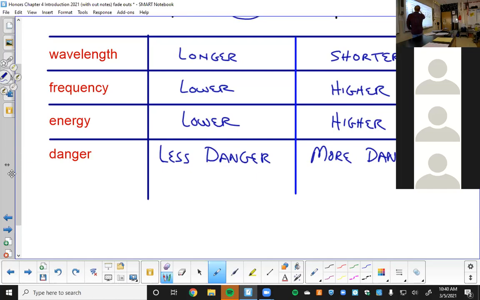So on the long wavelength, low frequency, low energy side, we've got things like radio waves. You guys aren't worried that there are radio waves around you pretty much all the time, passing right through you. There's microwaves.